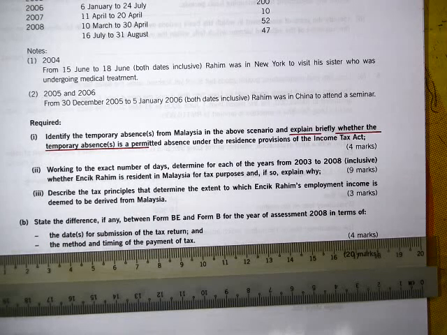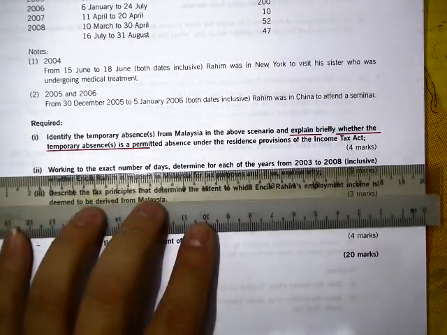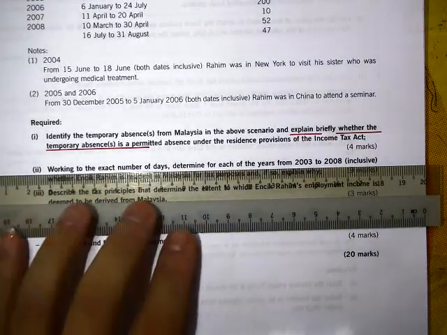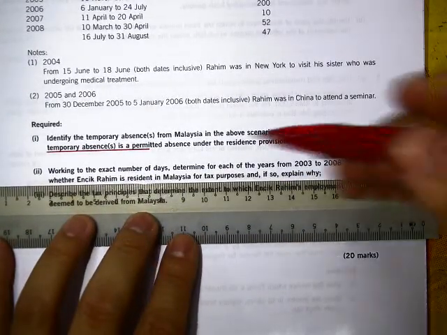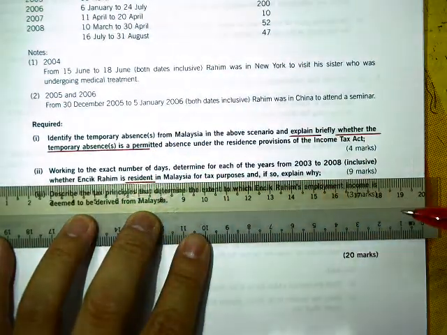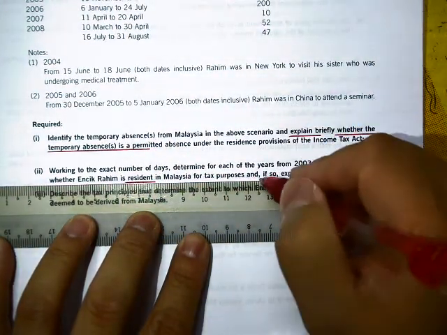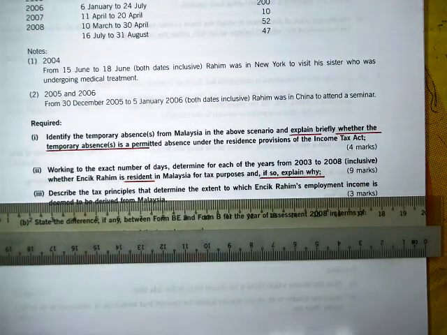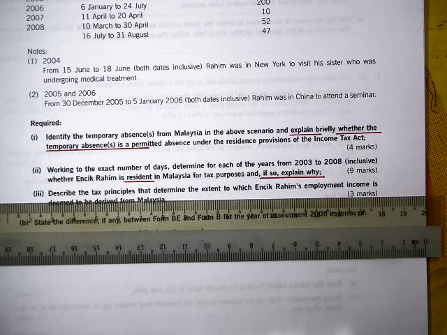Working to the exact number of days, determine for each of the years from 2003 to 2008 inclusive, whether Rahim is a resident. And if so, explain why. That means you only explain if Rahim is a resident. That's why the question says, if so, explain why. If he's not a resident, you don't need to explain, because the question just says explain if he is.